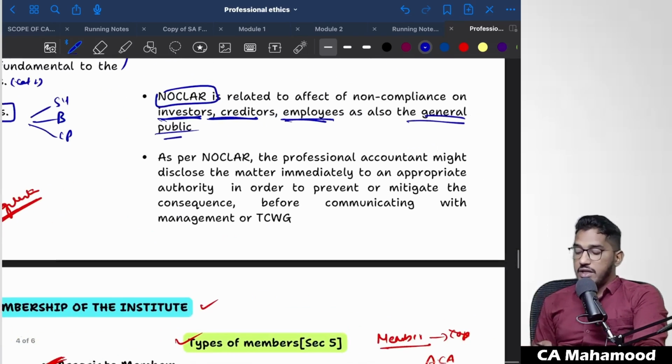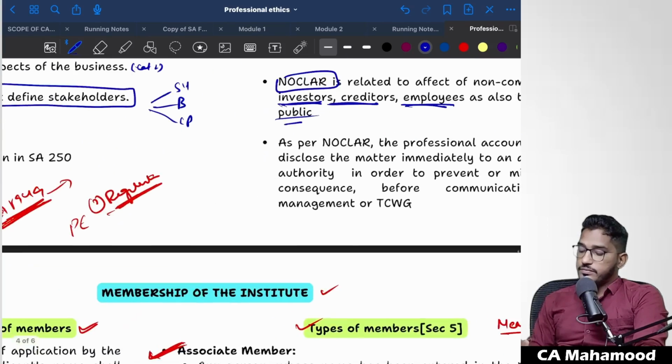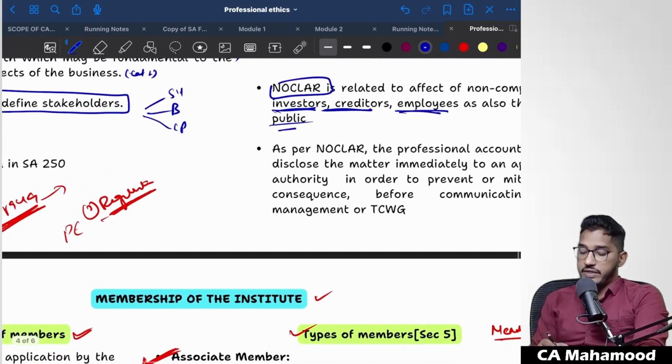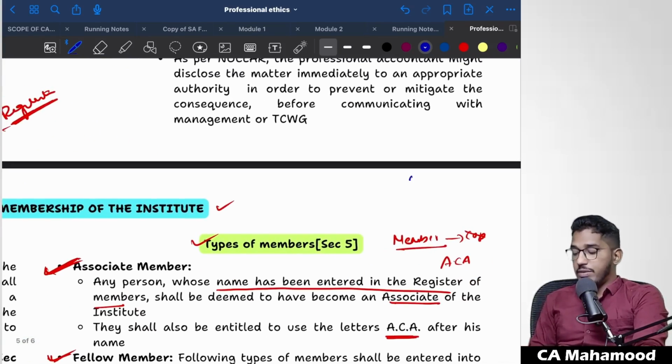And then finally, in NOCLAR they say that, remember in SA 250, when we go back to the discussion, they told that if we find any non-compliance, first we have to communicate the matter with management and those charged with governance. Then we have to consider giving the modified opinion. Then we have to determine whether there is any requirement to communicate with the regulatory authorities.